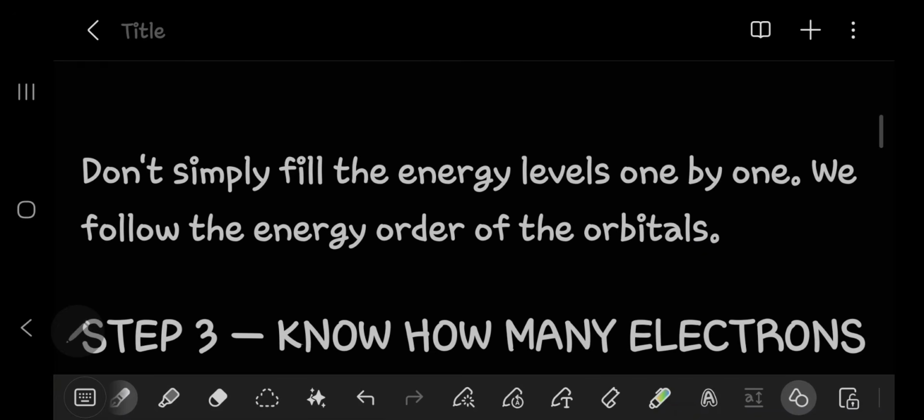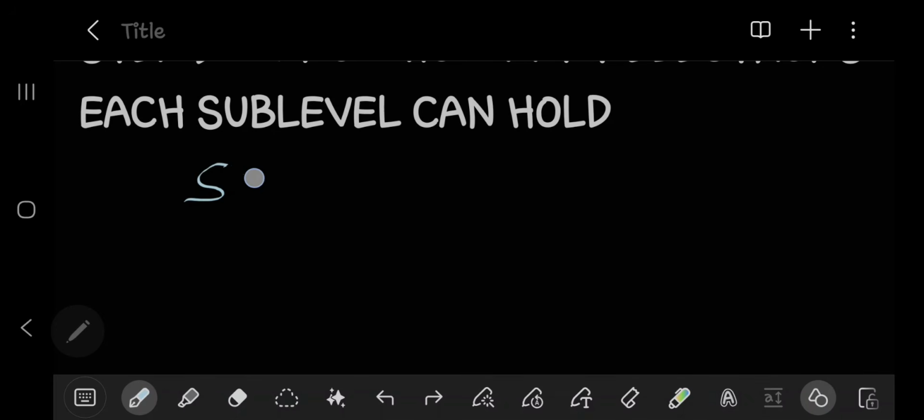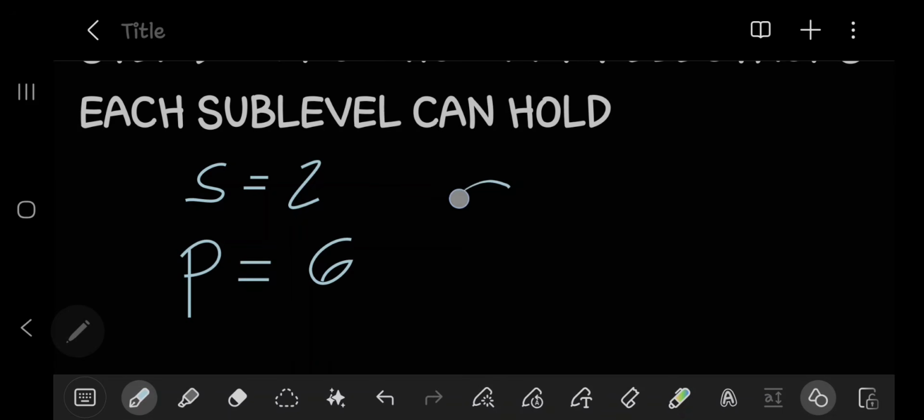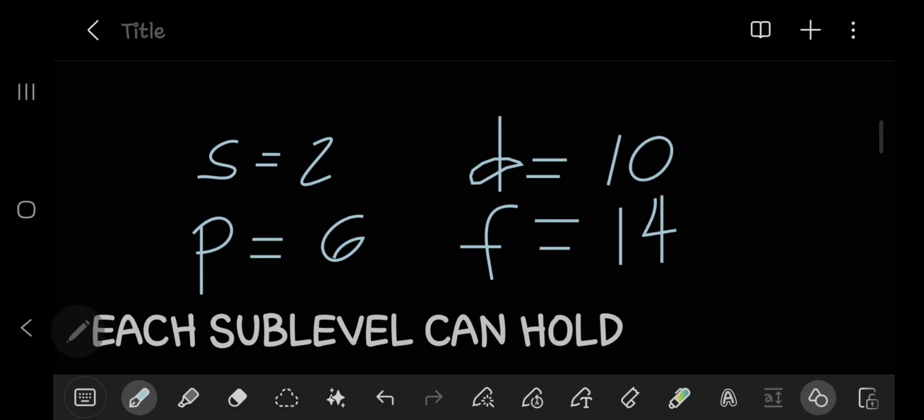Don't simply fill the energy levels one by one. We follow the energy order of the orbitals according to the mnemonic device. Step 3. Know how many electrons each sublevel can hold. The S sublevel can hold up to 2 electrons. The P sublevel can hold up to 6 electrons. The D sublevel can hold up to 10 electrons. And the F sublevel can hold up to 14 electrons. So these are the number of electrons each sublevel can hold.